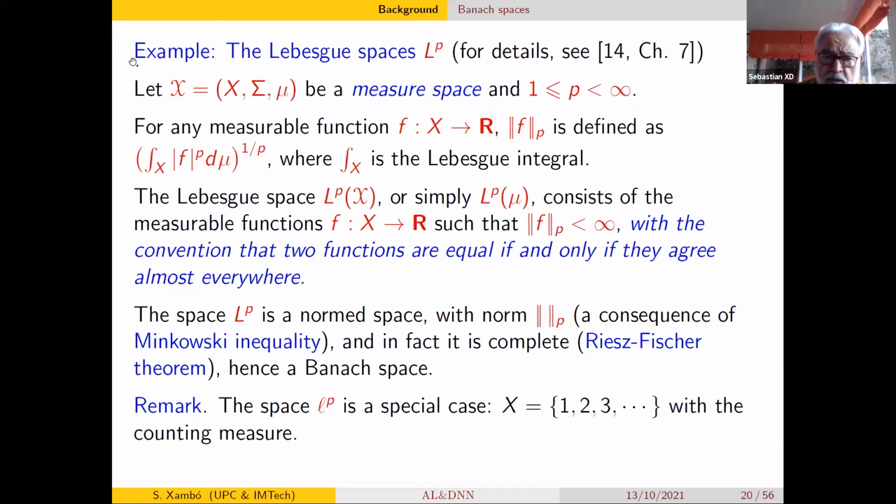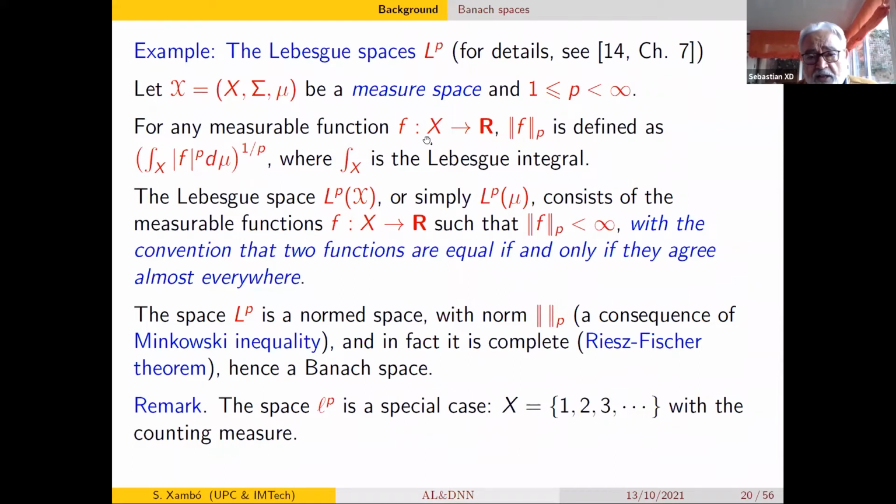Let X, curly X, be a space, with sigma a set of subsets of X with some properties, and a function mu from sigma to the non-negative real numbers. And this is called a measure space if it satisfies some axioms. And it's defined for all P, for all P beyond 1.